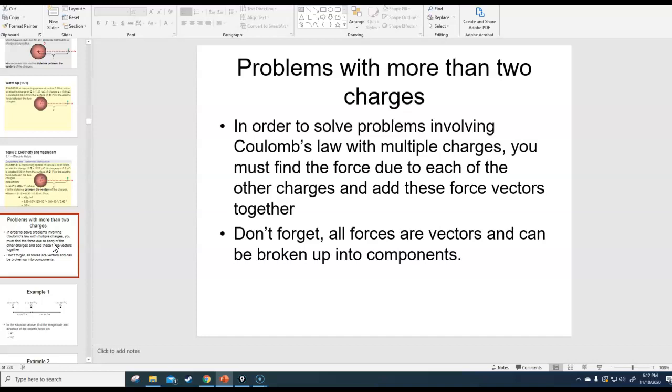In order to solve problems involving Coulomb's law with multiple charges, remember, Coulomb's law only allows you to find the electrical force between 2 point charges. So let's say you have 3 point charges, and you want to find the electrical force on one of those 3 point charges. If I'm a point charge, and there's 2 other point charges nearby, each one of those other 2 point charges is going to put a force on me, which means I'm going to feel 2 different forces. So if I want to find the net force on me, I'm basically going to have to add those 2 electrical forces.